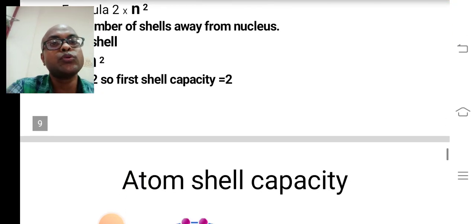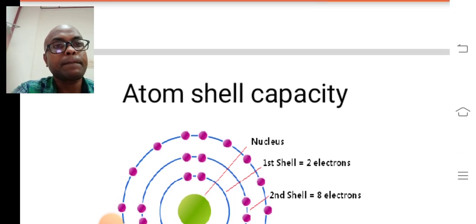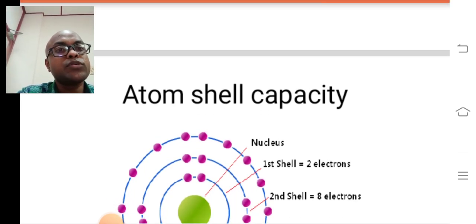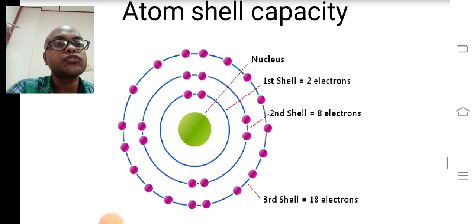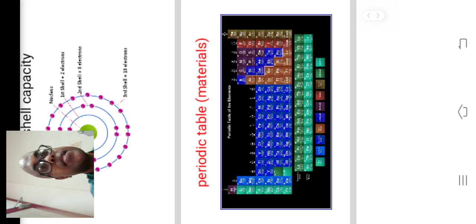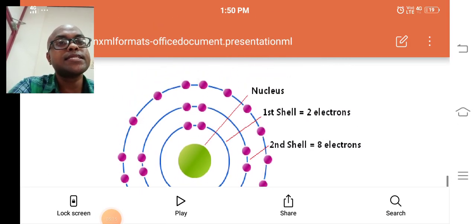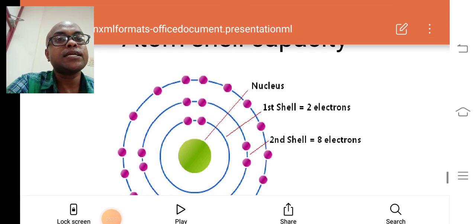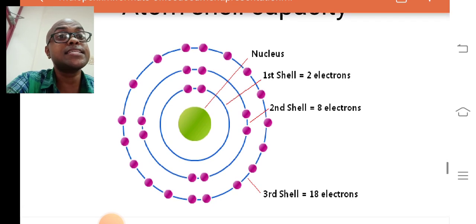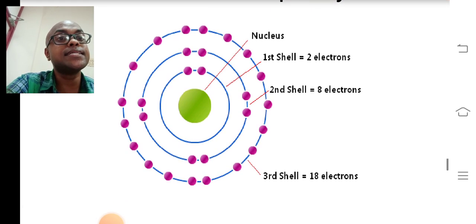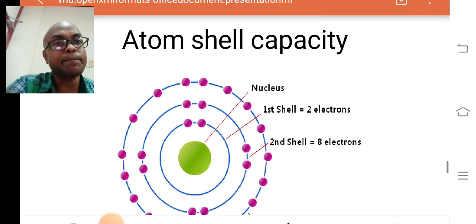Next one is the atom shell capacity. This diagram shows the central region is the nucleus, and the first shell has 2 electrons, the second shell has 8 electrons, and the third shell has 18 electrons. These are the atom shell capacity diagrams.